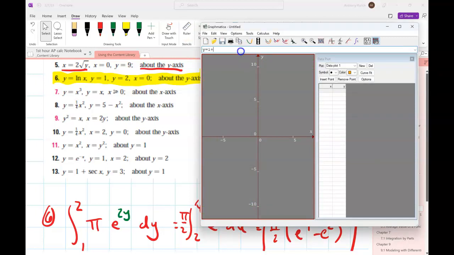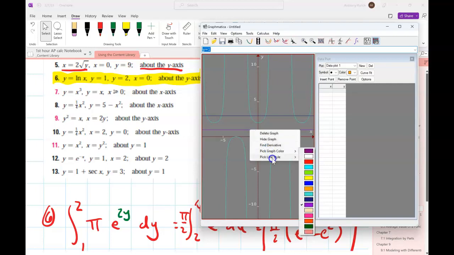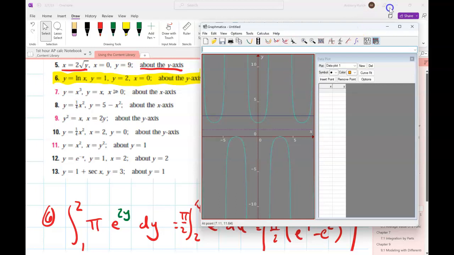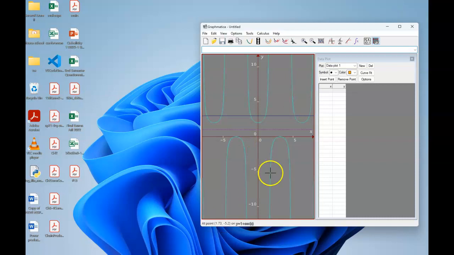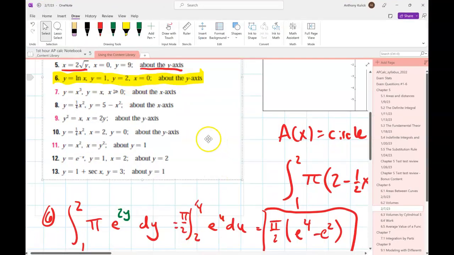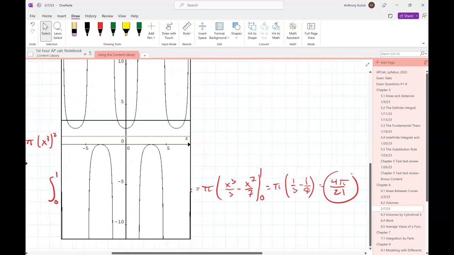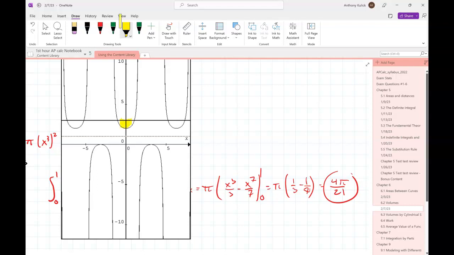Y equals 1 plus secant x. Y equals 3. And then we're going about y equals 1. And I'm going to just make that dashed or something. Oops, that wasn't the one I wanted to minimize. Okay, so that's the piece that I care about. And I'm going to rotate it about this line y equals 1.